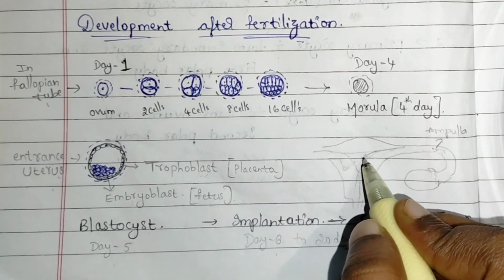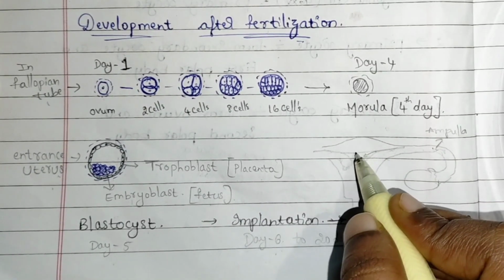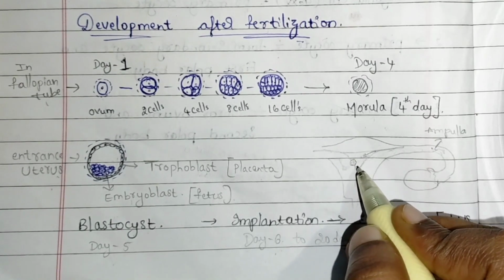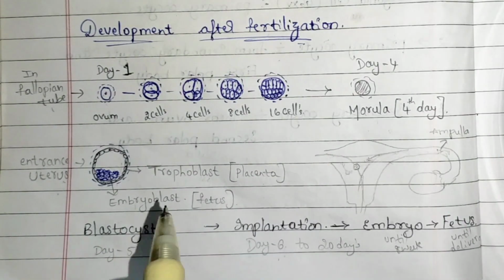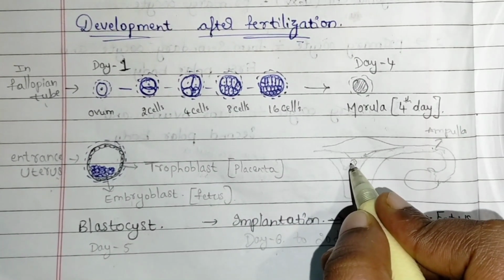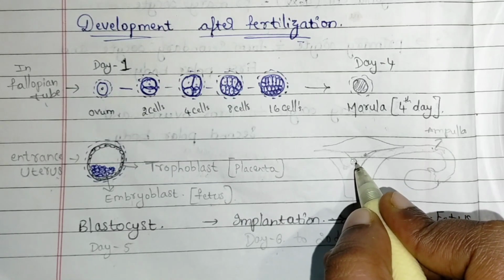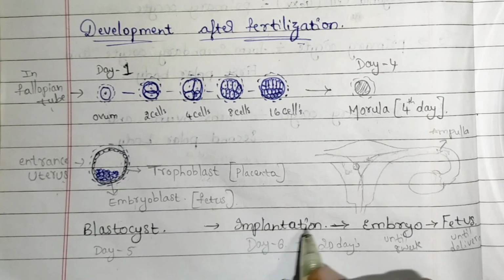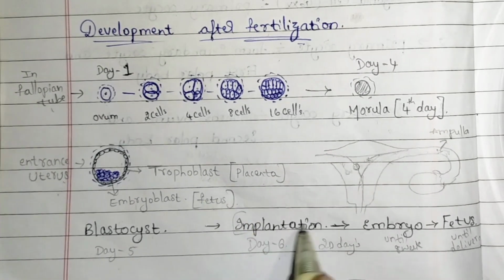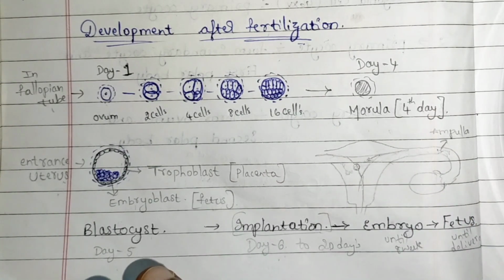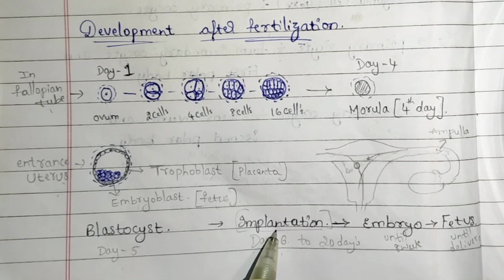Implantation occurs. Implantation in the sense, they go to the wall of the uterus, anywhere, and they start to embed into it. They start going inside it. This is the ovum, okay? And this is the wall of the uterus. Now it has started entering the wall of the uterus. From day 6 to day 20, this implantation occurs. This phase is very important. At this stage, the placenta starts developing. The exchange of blood will be started at this implantation.